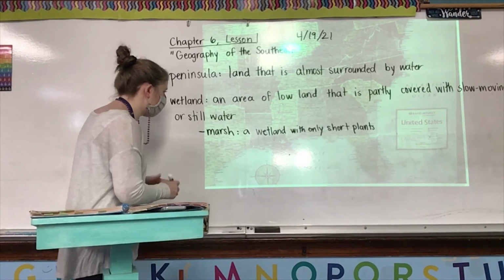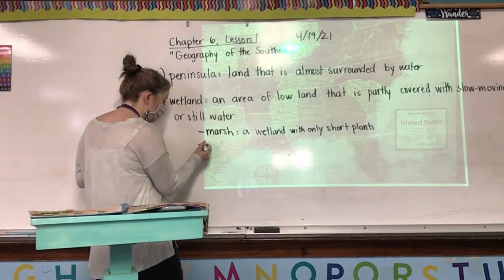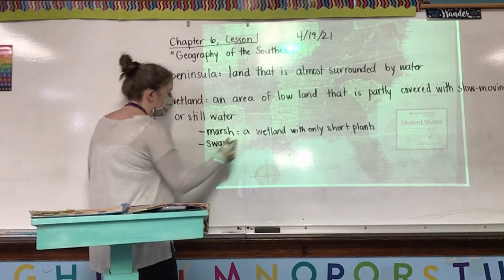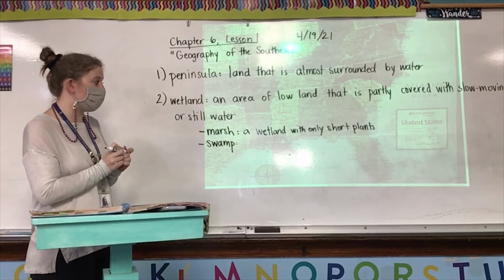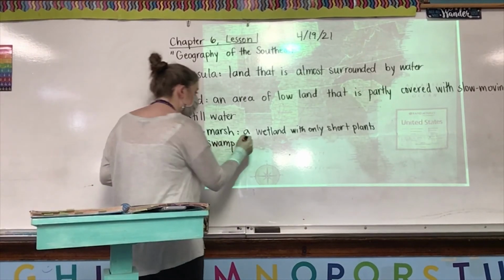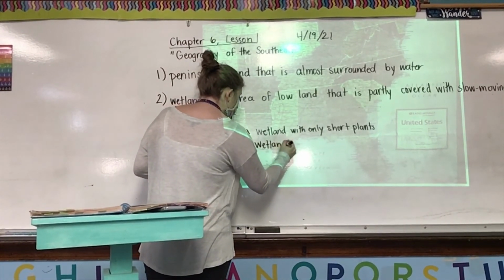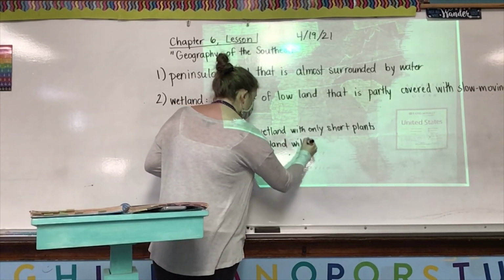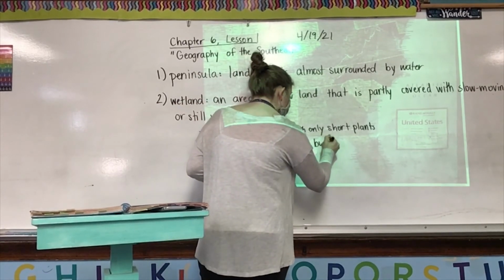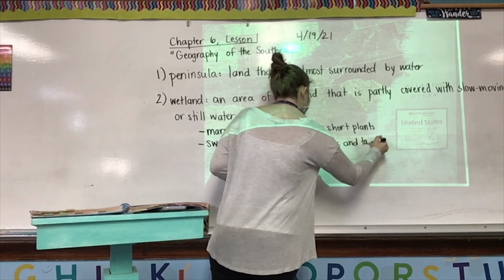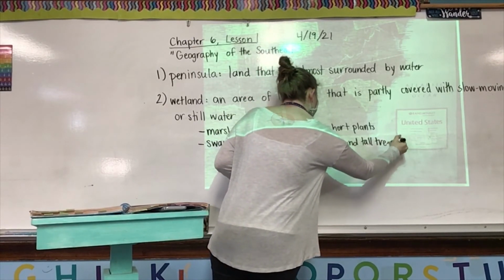So, pause. We have another type of wetland. A swamp. What's the difference? Well, a marsh is a wetland with only short plants. A swamp is a wetland with bushes and tall trees.